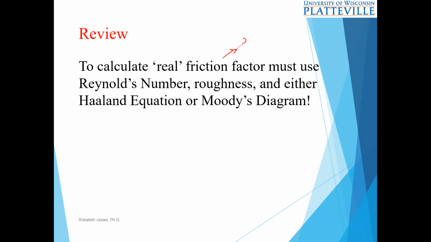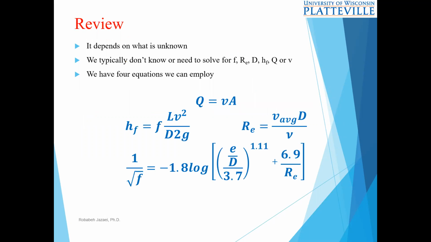For the friction factor, we could use either the Haaland equation or Moody's diagram. This is something we learned just in the last lecture. And then we learned that whenever we know the friction factor, we can find major losses. So we always have some energy loss in the system.